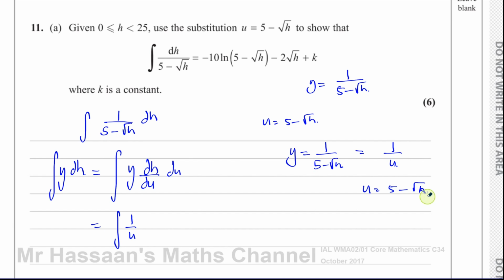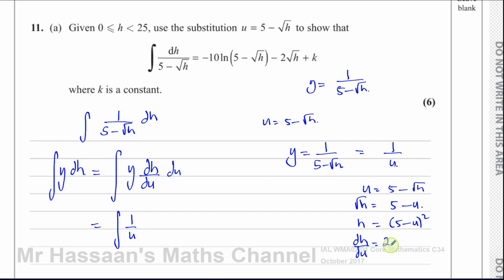To find dh du in terms of u, the best thing is to make h the subject of this formula. Because if I find du dh, dh du will be the reciprocal of that, but it will be in terms of h. I want everything in terms of u. So I'm going to add root h to both sides and subtract u from both sides. Then I'll square both sides, so I'll have h equals 5 minus u squared, and then I'll find dh du. That's probably the easiest way to do it.